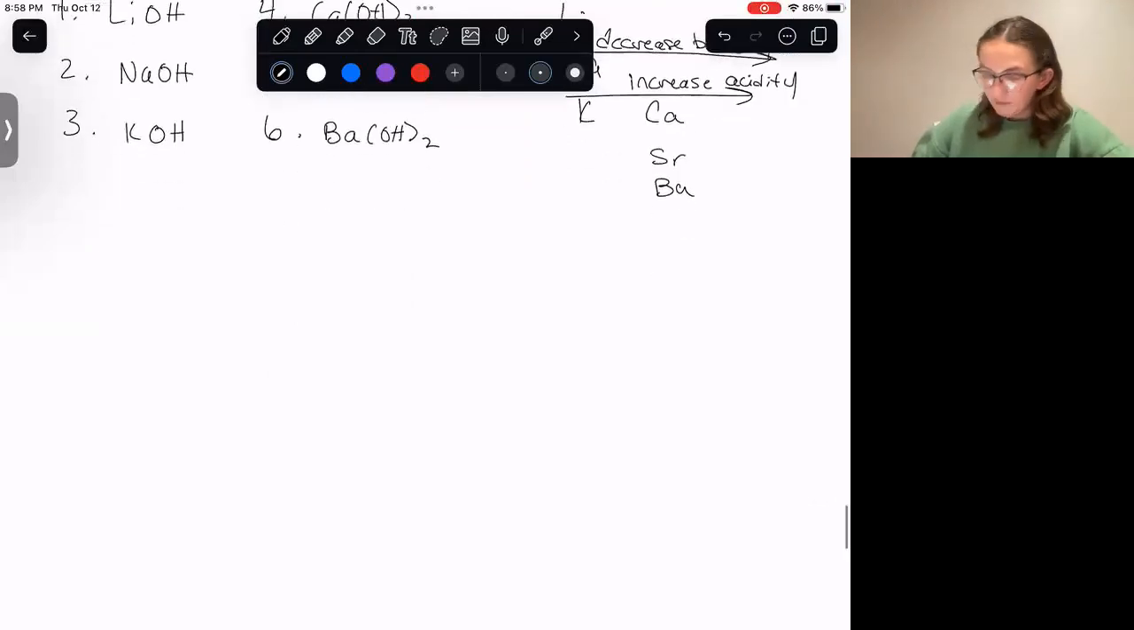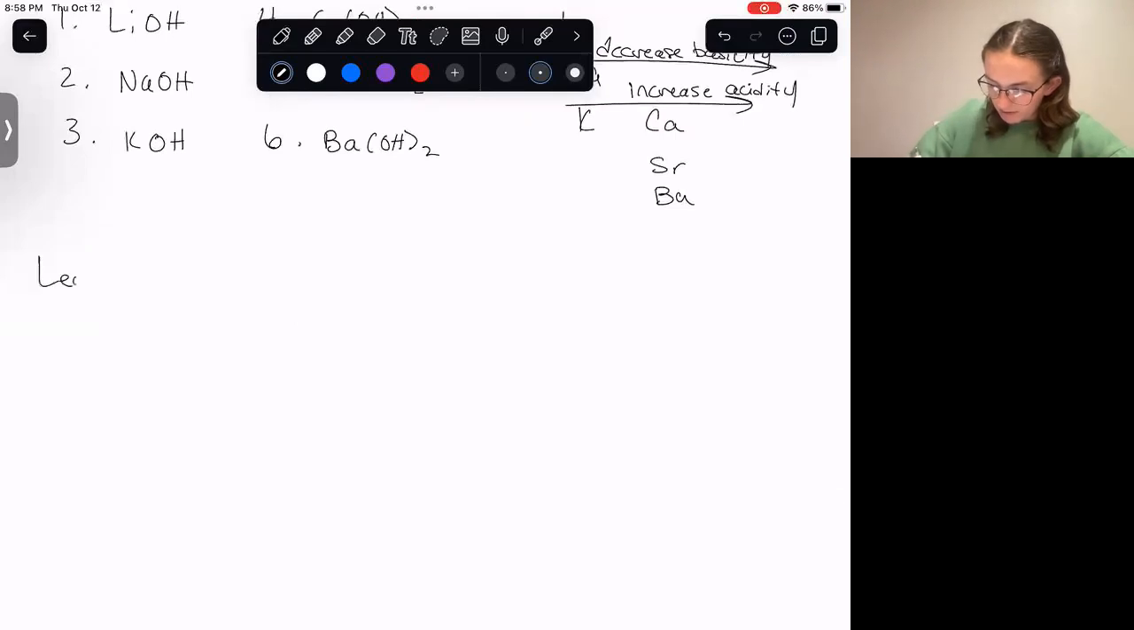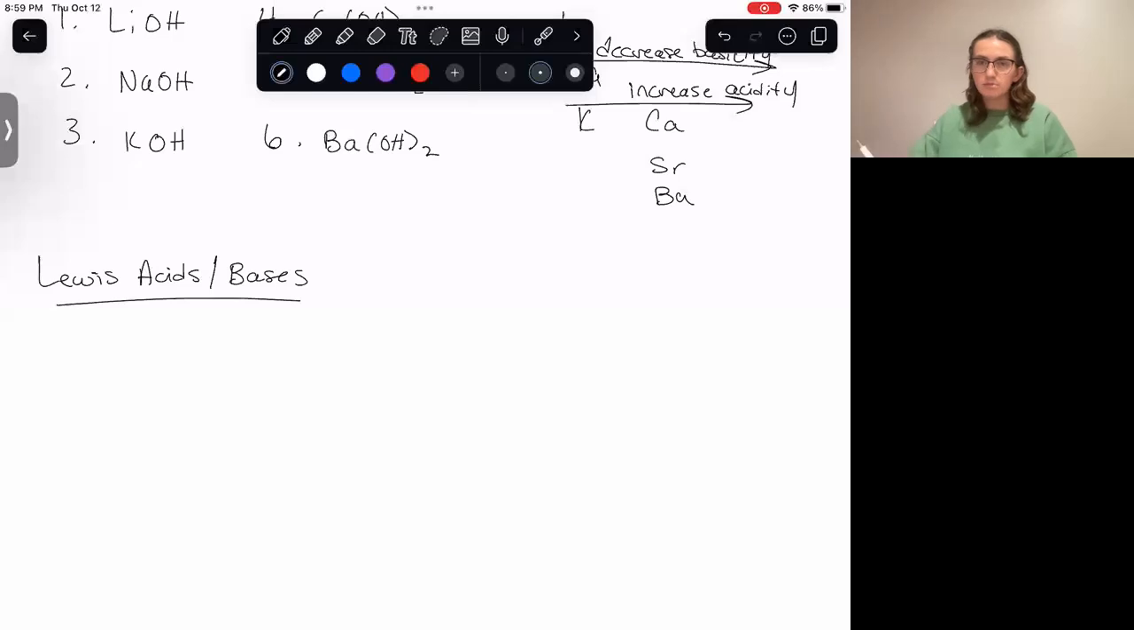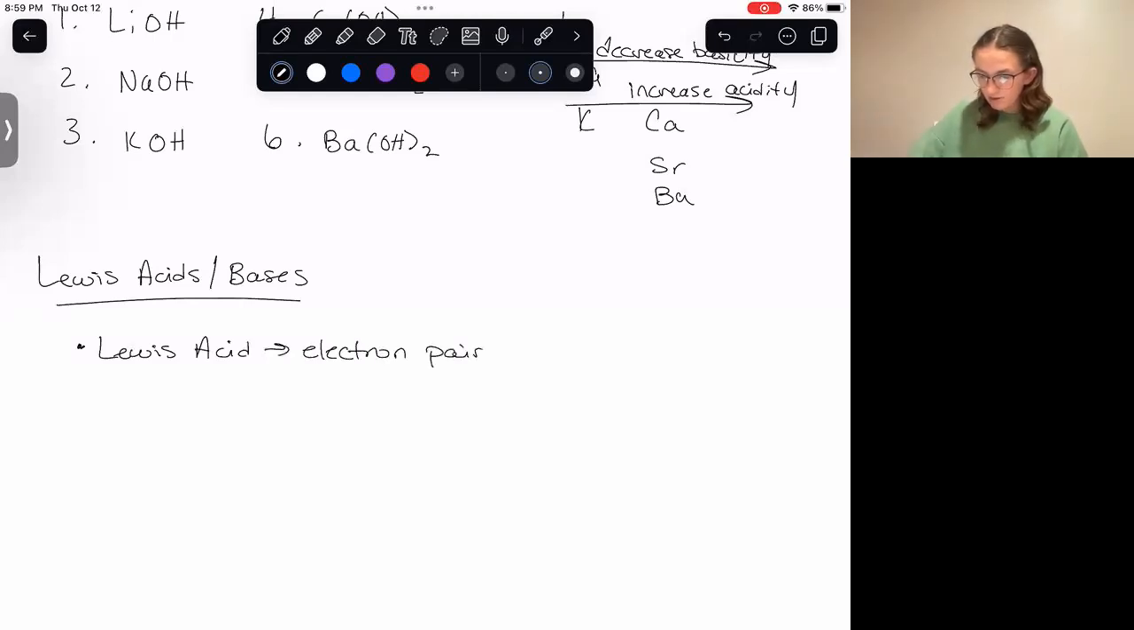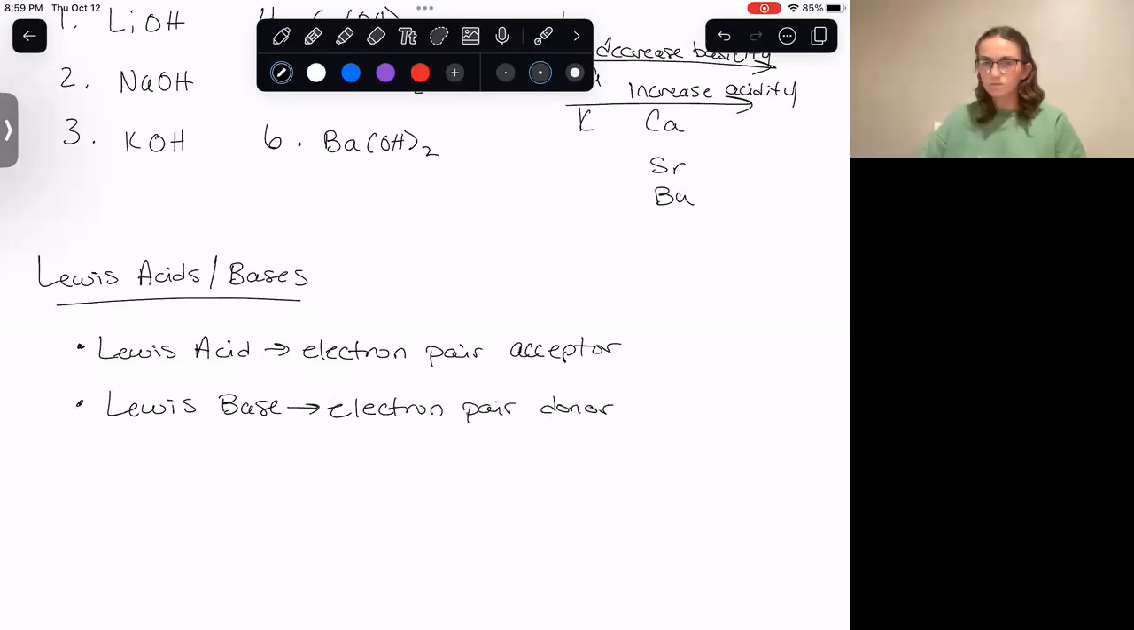Okay, perfect. So then in the chat, we also have a question about Lewis acids and bases. When we talk about Lewis acids and bases, your Lewis acid is going to be your electron pair acceptor, and your Lewis base is going to be your electron pair donor. Okay. Questions on what that means just in terms of a definition?